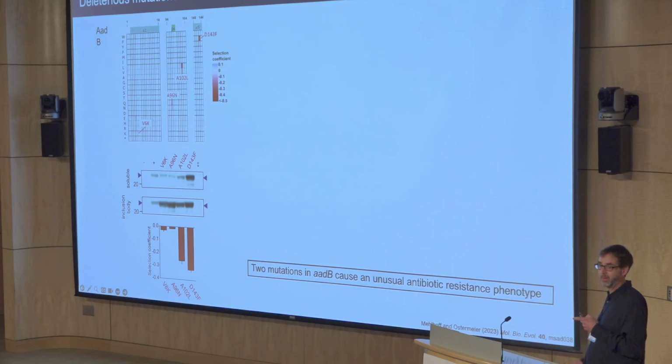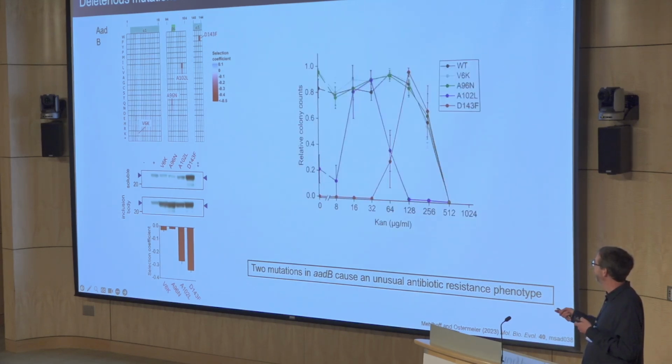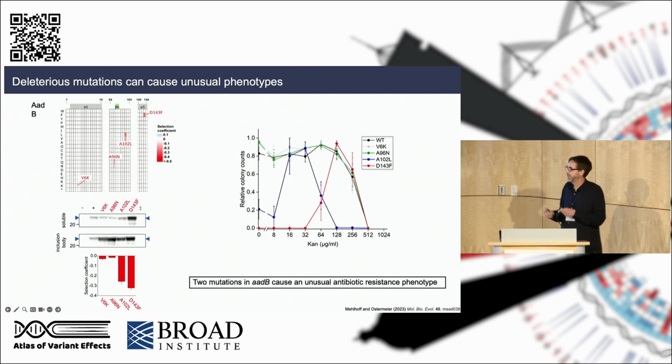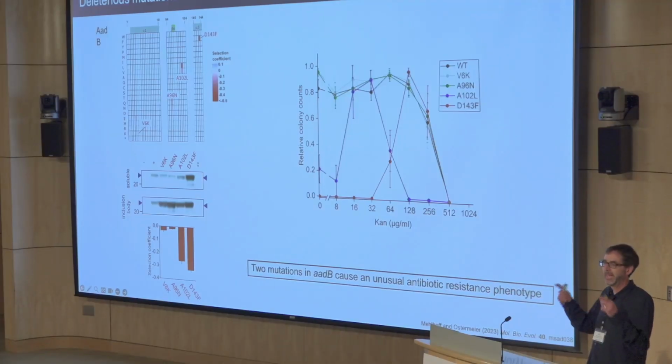And an even more bizarre phenotype is there's certain mutations in this protein here that cause this very unusual antibiotic resistance phenotype, where if you particularly look at this mutation, it causes the bacteria to require intermediate levels of the antibiotic to grow. If the antibiotic is too high, it doesn't grow. If the antibiotic is too low, it doesn't grow. Anyway, again, it points to something very specific and interesting going on.